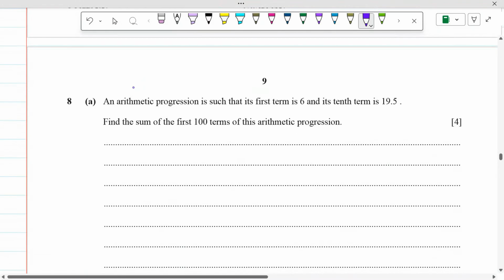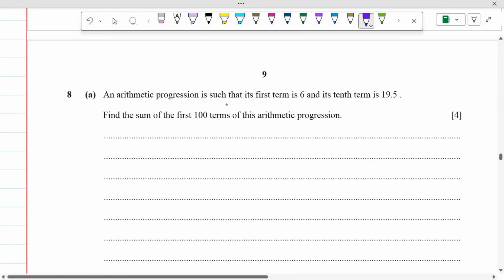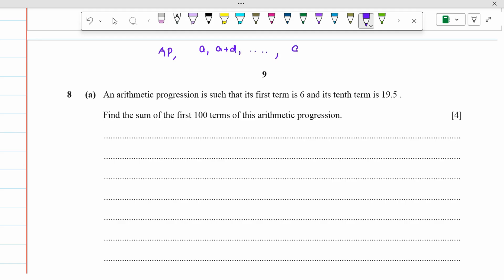Question number 8. An arithmetic progression is such that its first term is 6 and its 10th term is 19.5. We know that in an arithmetic progression we have first term a, then a plus d, and it moves up to a plus (n minus 1) times d. This one is the nth term, an. Find the sum of the first 100 terms of the arithmetic progression.